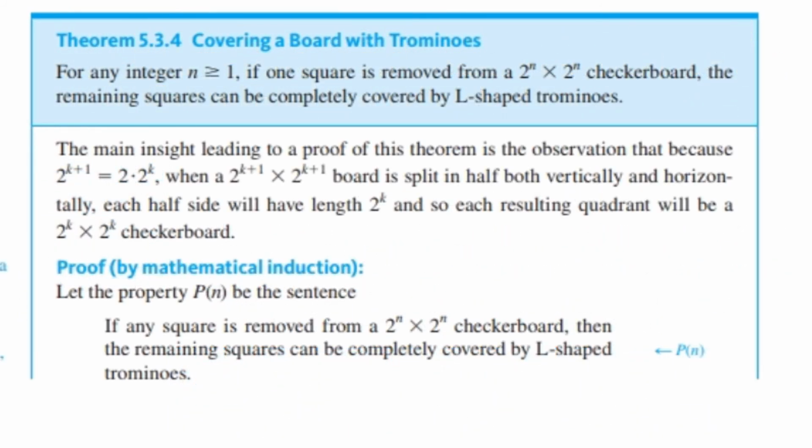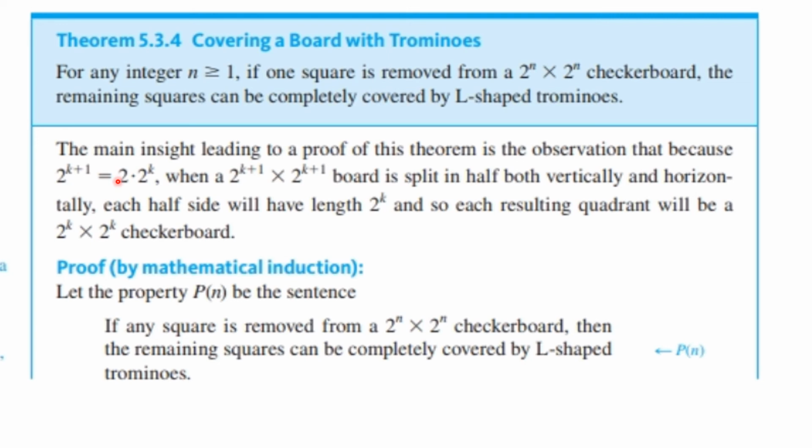So let's talk a little bit about his proof. The main insight leading to his proof is the observation that 2^(k+1) is 2^1 times 2^k, and when a 2^(k+1) by 2^(k+1) board is split in half, both vertically and horizontally, each half will have length 2^k, so the resulting quadrant will be a 2^k by 2^k checkerboard.